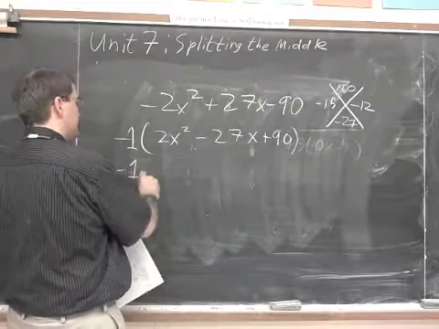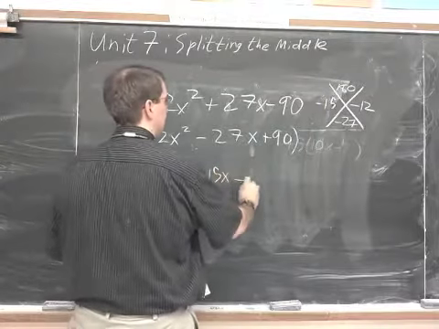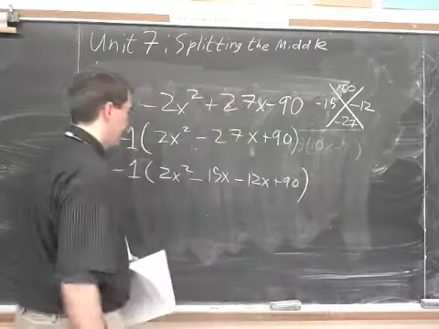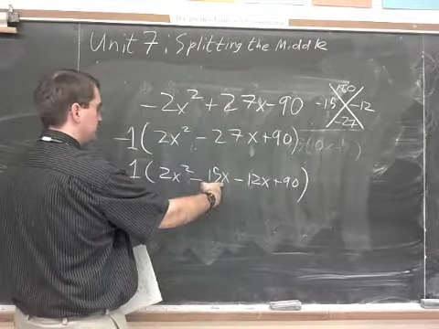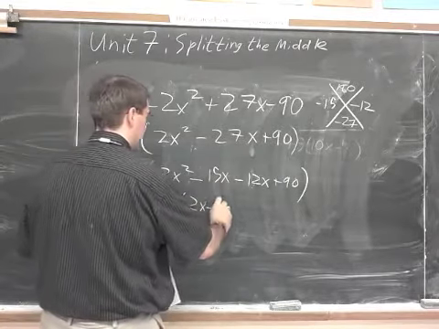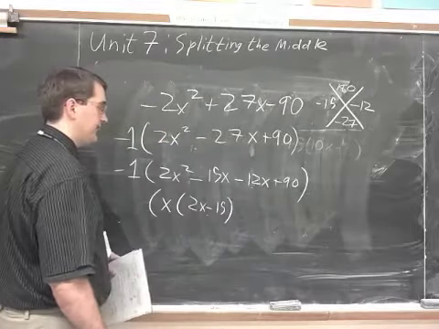The negative 1 is still sitting out in front. 2x squared minus 15x minus 12x plus 90. Take a common term out of these. Looks like just x is all I can take out. So I have x times 2x minus 15 out of negative 12 and 90.